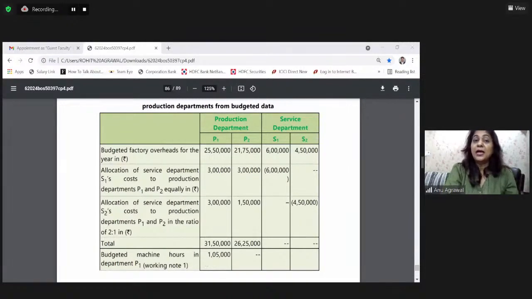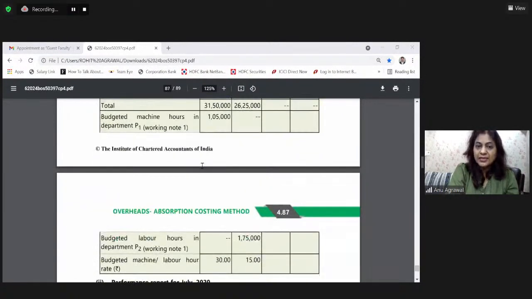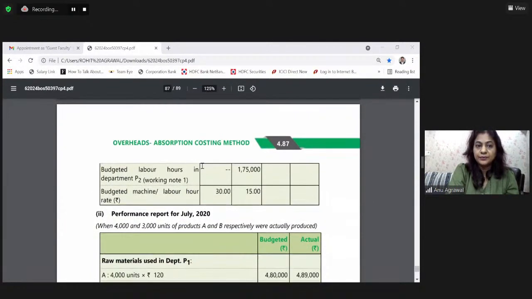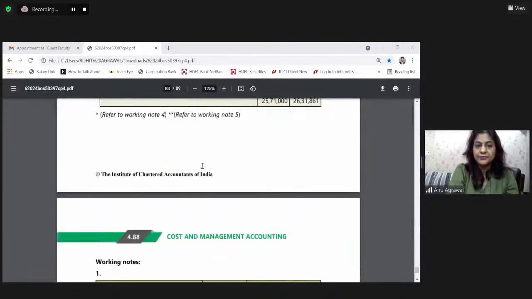Second step is I'll find out the machine hours, because this expenditure is on the basis of machine hours and this is on the labor hours. For this, I'll take up the budgeted units, right? Now ICAI has already done it for you. There is a working note here.